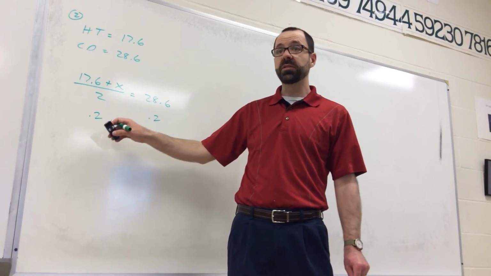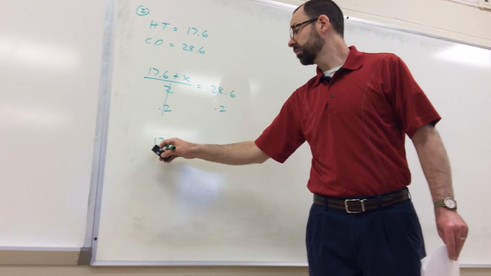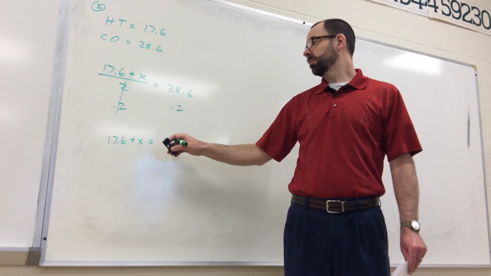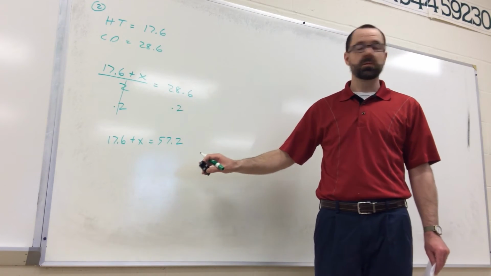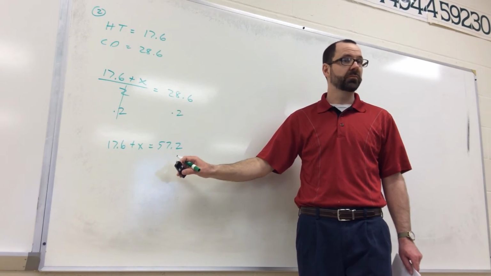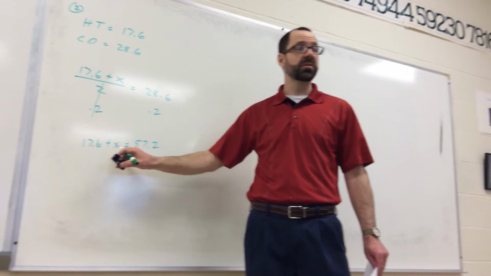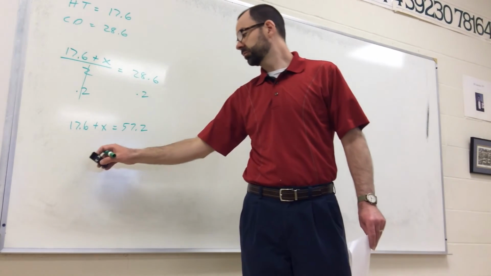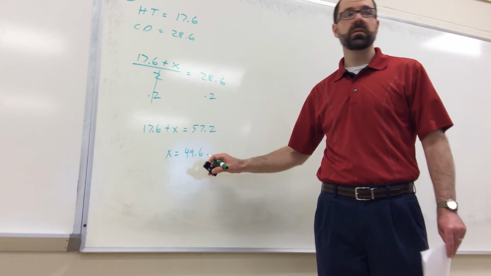So then the timesing by 2 is going to cross out the dividing by 2. 28.6 times 2 is 57.2. And now how can I solve for x? Yeah. This is just subtracting 17.6 to both sides. Awesome. So you get 49.6, I think.